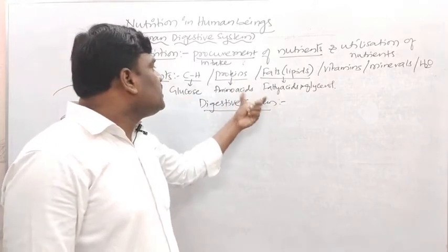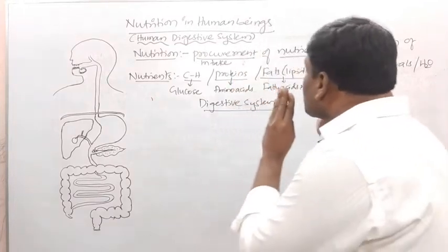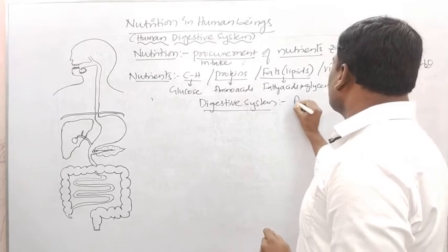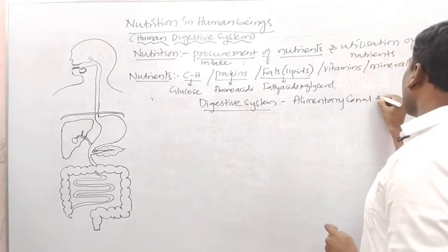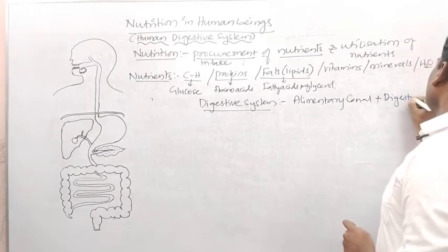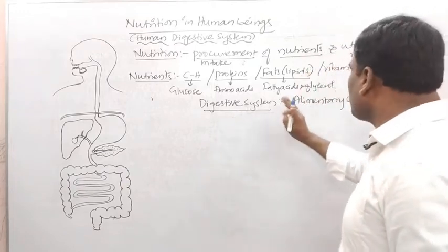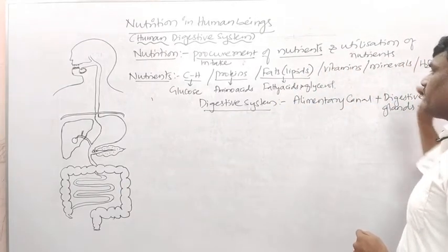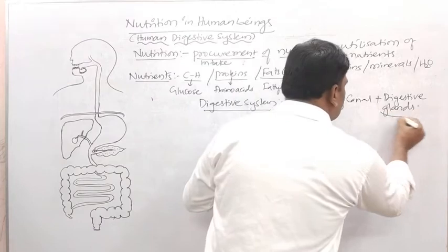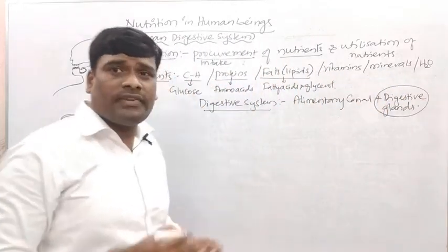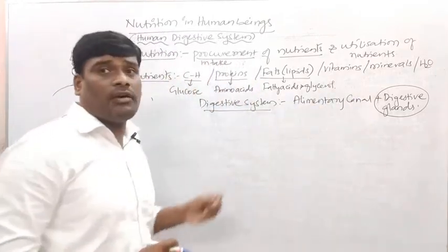So where are they converted? In the digestive system. The digestive system, children, comprises the alimentary canal and digestive glands. So the digestive system contains the alimentary canal and the digestive glands, children. We are going to discuss the digestive glands and the mechanism of digestion in the next video or in the next class. We shall discuss the alimentary canal, children, in this lesson.